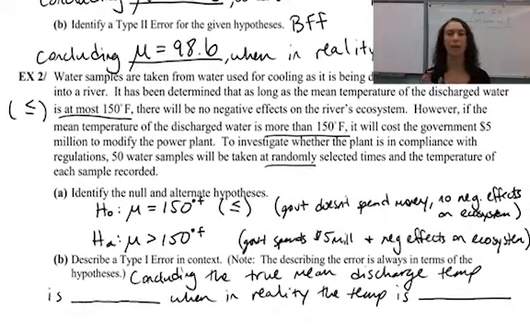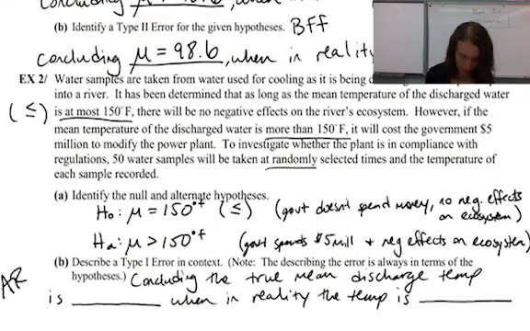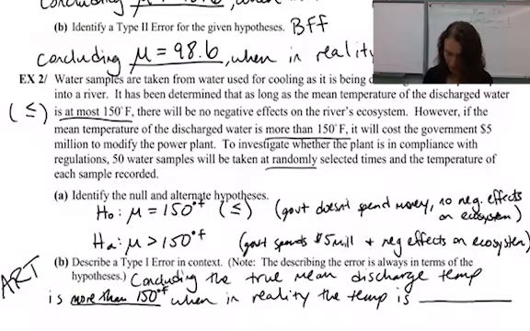Okay. So now that I have my brain wrapped around this problem, I can talk about my errors. So describe a type 1 error in context. Now, when they ask us to describe the error, they're not asking you to describe the consequences of the error, just the error itself. So remember ART, type 1, alpha means reject the null when the null is true. So if I reject the null, I'm concluding that the true mean discharge temp is more than 150 degrees Fahrenheit, when in reality, the temperature was at most 150 degrees Fahrenheit.